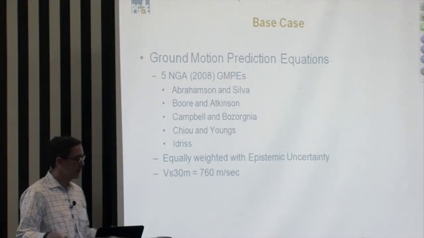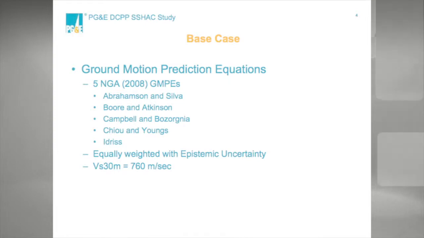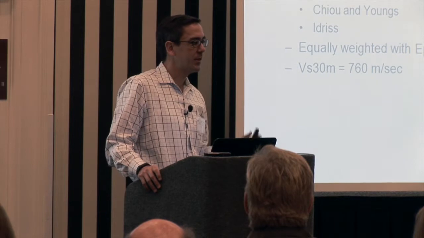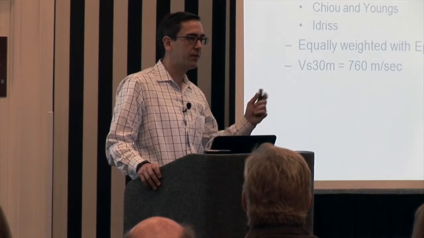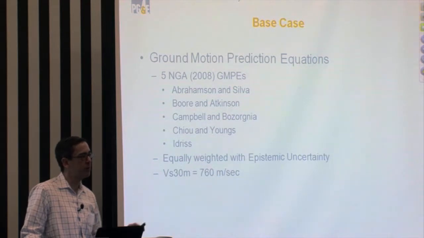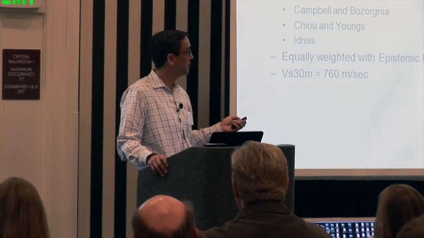Going along with what Katie had mentioned, we first have to define a base case. For our base case, we've got the 5 2008 NGA West 1 models, which you can see listed here. They're equally weighted, and as Katie mentioned, we have this epistemic uncertainty model applied to them depending upon the fault source type, whether you have the large strike slip sources or the reverse faulting sources. And again, we've done everything for a VS30 of 760 meters per second for these sensitivity plots.